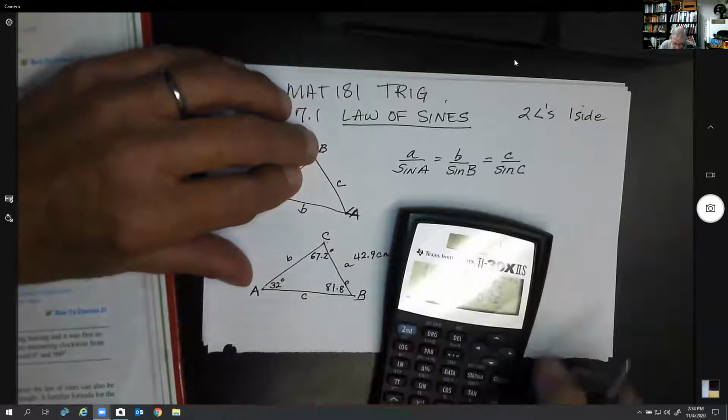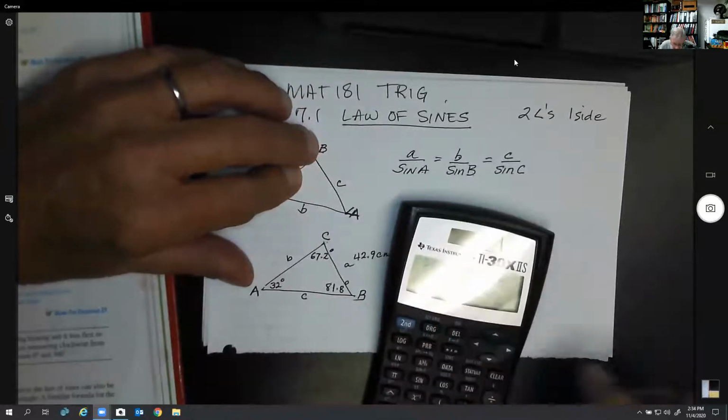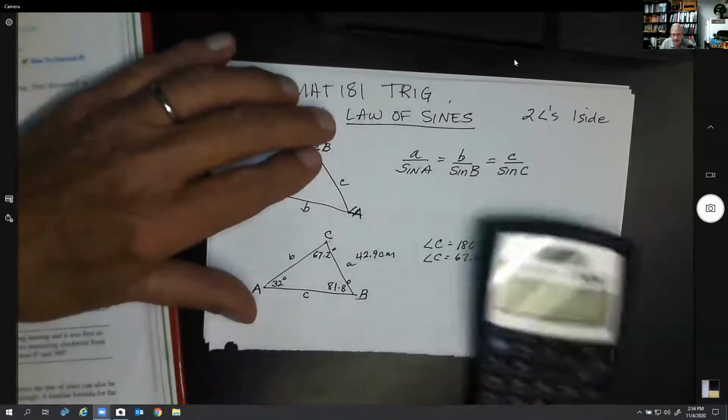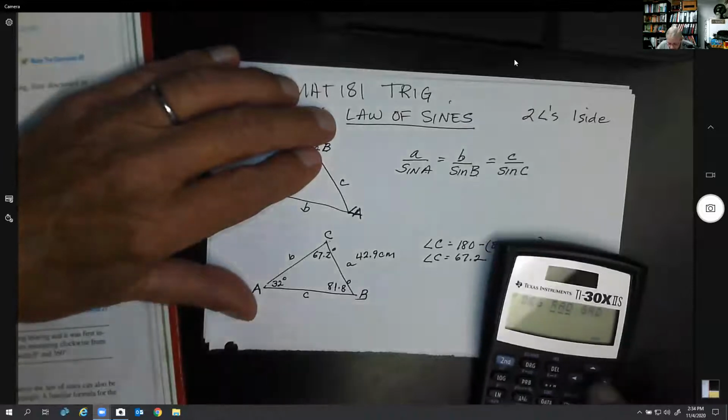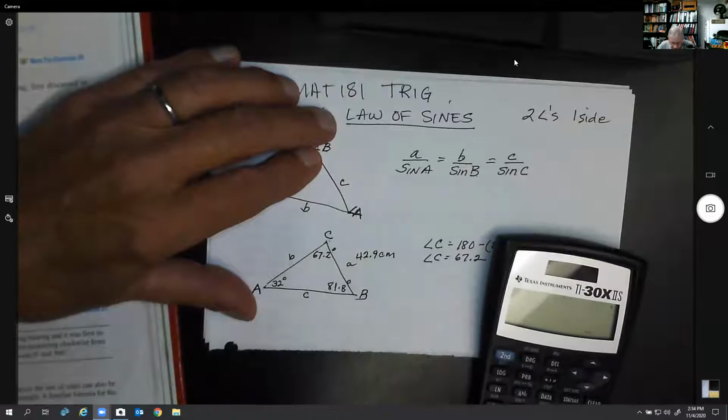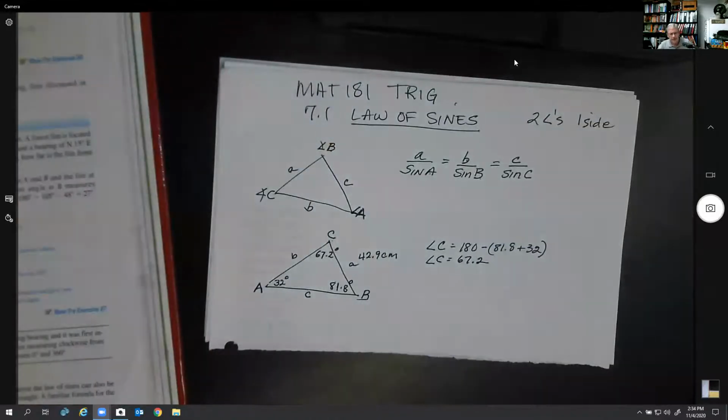Let me check my calculator here because we're going to be working with it. It's set to radians. So we want to make sure you reset your calculator to degrees. So, be careful about that. Make sure it's in the right unit. Very easy to make that mistake.